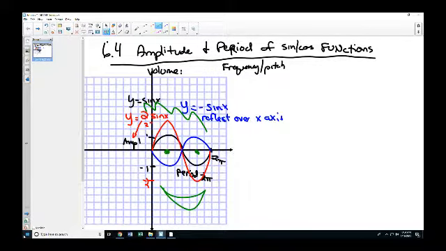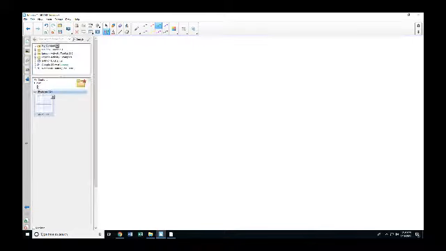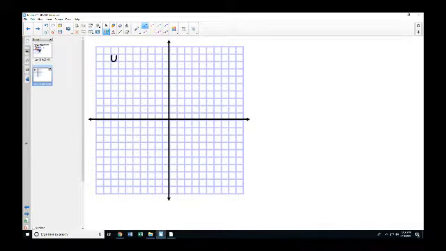All right. Next page. Let's explore changes in period, cosine. Oh, cosine, you start at 1 and then go. Okay, start at 1 and go.